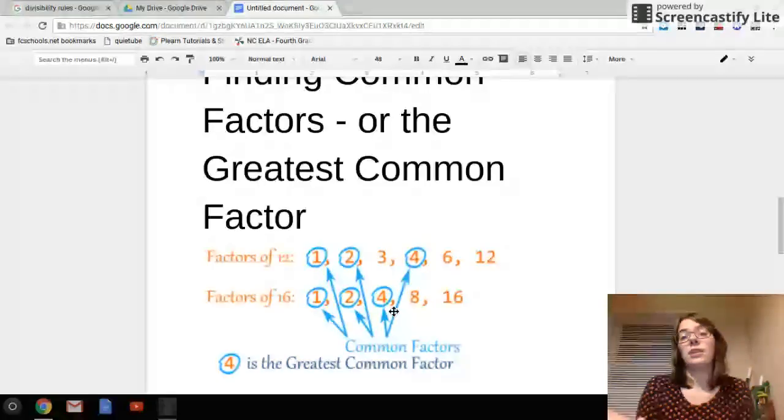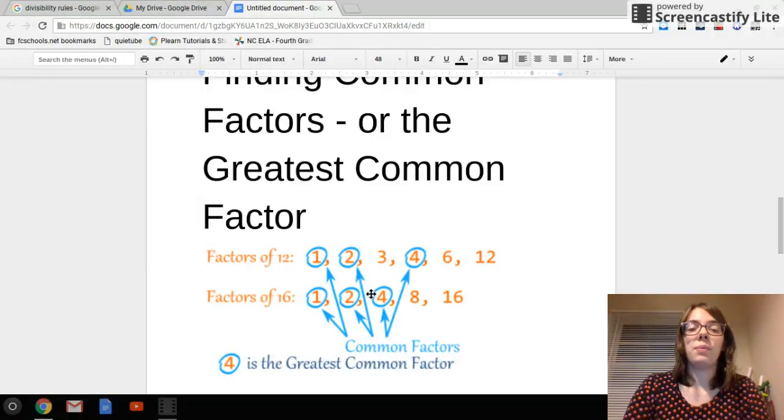So when you're finding the common factors, you're just finding the factors that are the same in both numbers. And we see that the common factors are 1, 2, and 4 because they are the same. And a good way to show your common factors is to just circle them in both numbers so you make sure that they are in both numbers.